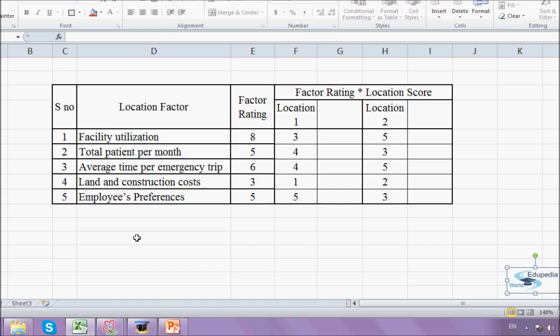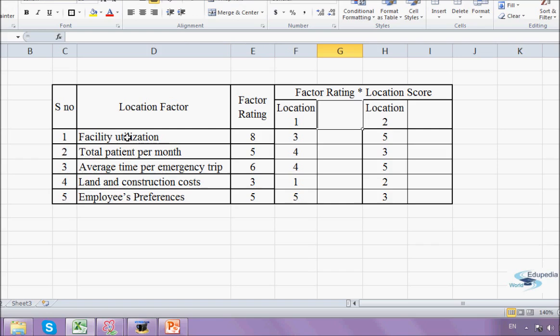Alright, so here we have the summary of the question. We have the location, the factors. We have totally 5 different factors. Okay, their ratings are given here. This time they're not in decimal. And then the scores of both the locations, location 1 and location 2, are given here. So let's find the product of the weights and the location.